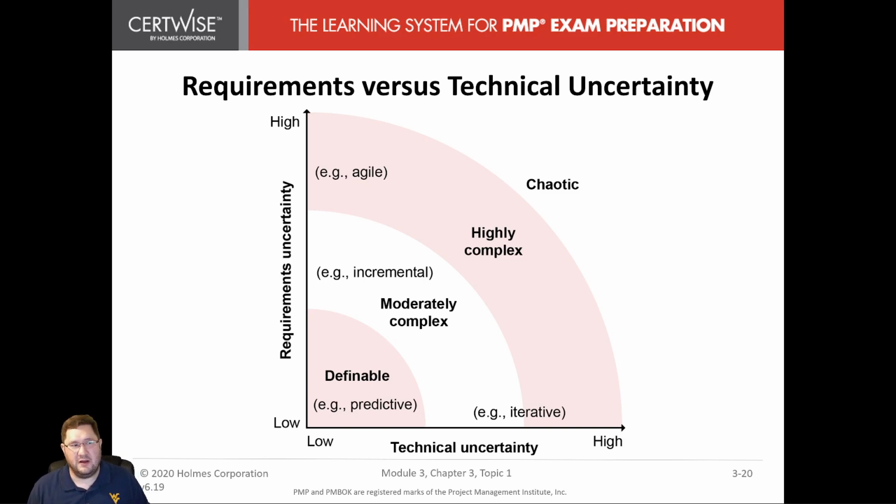So we have requirements versus technical uncertainty. You know, the more uncertain our things are, the more chaotic our projects are going to be. And you can see here, agile is in the high complex band. Incremental and iterative are in the moderately complex. Sometimes iterative can fall into high complex, but then we have definable, which is our predictive. That's low technical uncertainty and low requirements uncertainty.